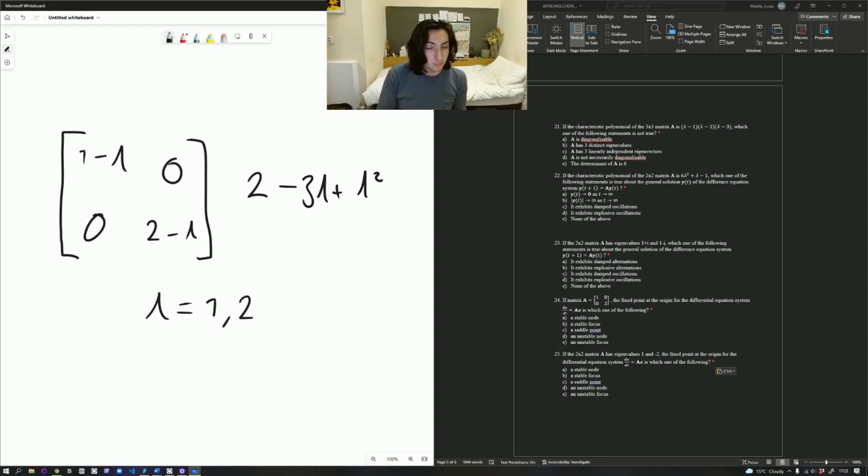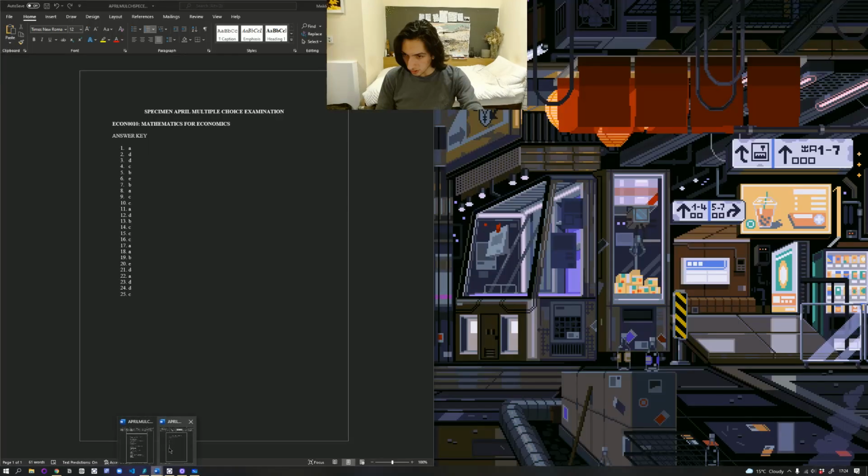Anyway, moving on to the final question here, number 25. If the 2 by 2 matrix has eigenvalues 1 and negative 2, the fixed point at the origin of the differential equation is one of the following. It is a saddle point, because we've just mentioned, as shown on page 633, that if you have roots with opposite signs, you are going to get a saddle point. And if you guys just want to verify that, 25 should be C.